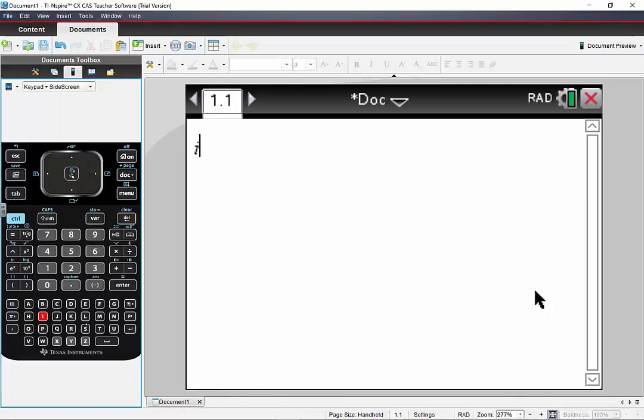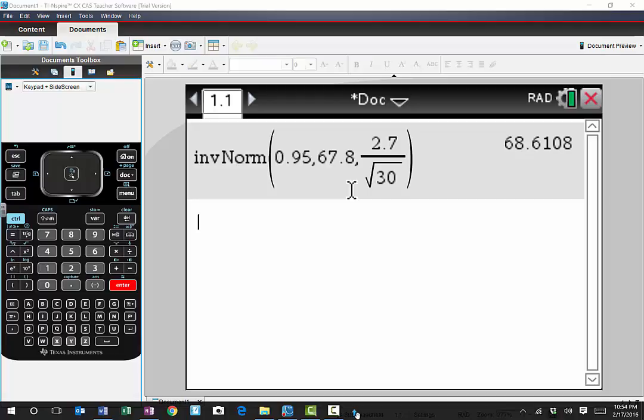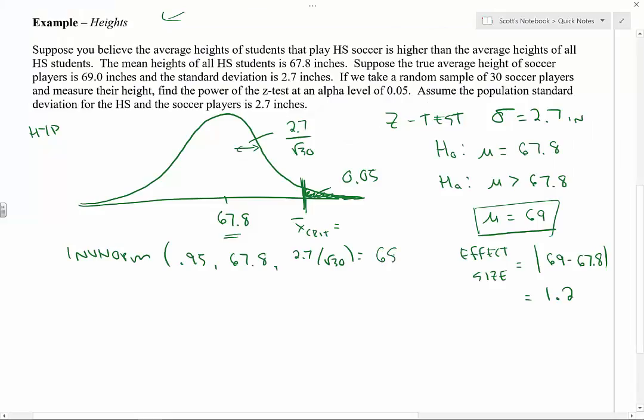Inverse norm, 0.95 area to the left, 67.8, and then 2.7 over the square root of 30. So 68.6 about. That means if my mean is bigger than this 68.6, then I'm going to reject the null.